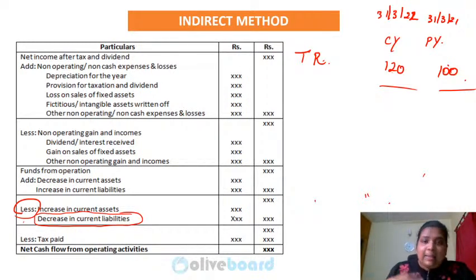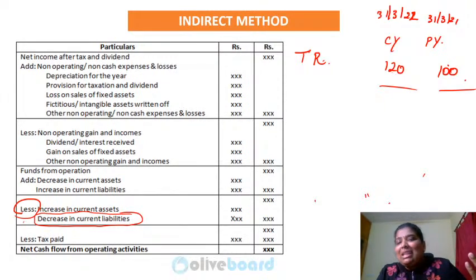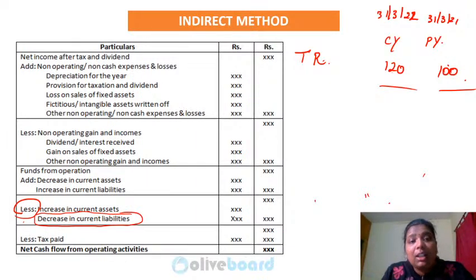The same way, if inventory keeps piling up, it means I didn't make a sale. My closing stock increased, and I have spent so much money on that closing stock, so there is an outflow there. So that's the reason an increase in the current asset will be shown as a reduction, and a decrease in the current asset will be shown as an addition to your funds from operation. This is the logic behind it. You take any current asset or any current liability, this logic will apply.